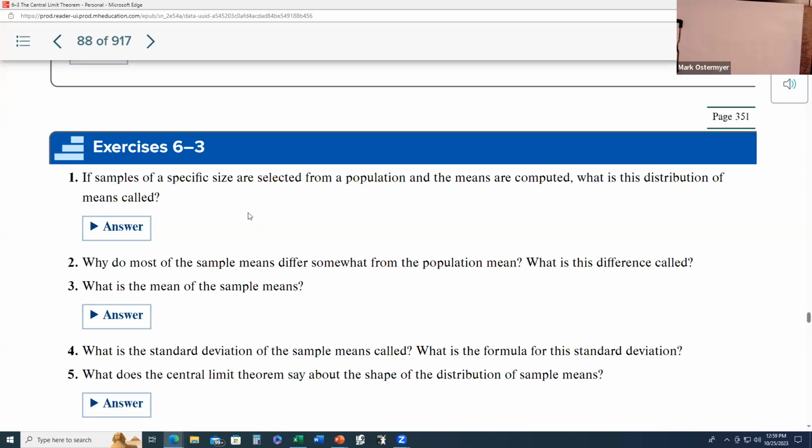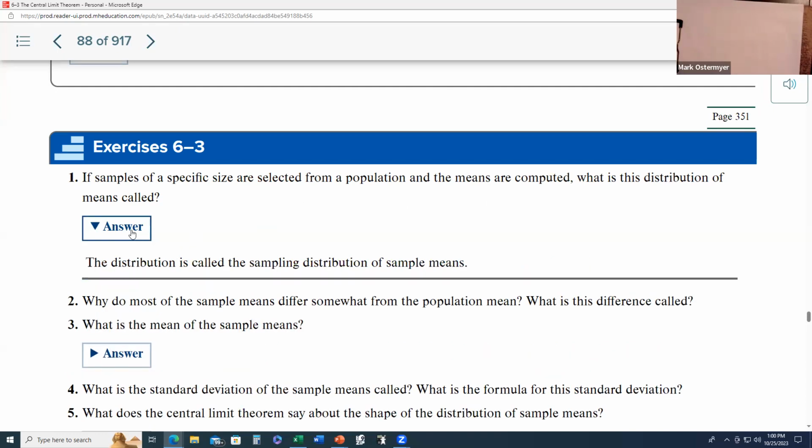If samples of a specific size are selected from a population and the means are computed for each sample, what is the distribution of all these means called? Well, that's called the sampling distribution of sample means.